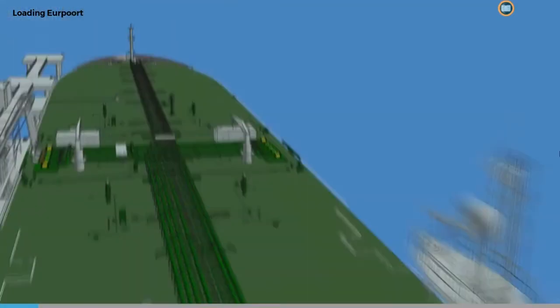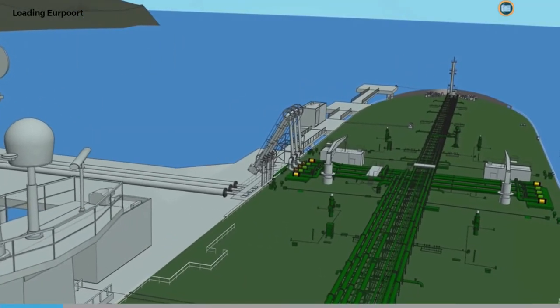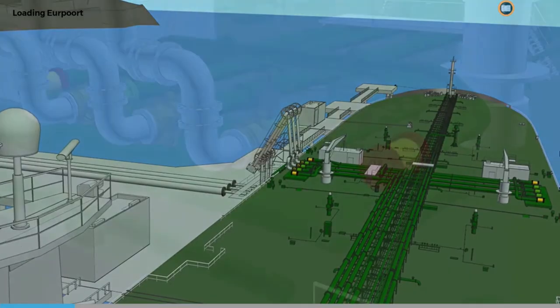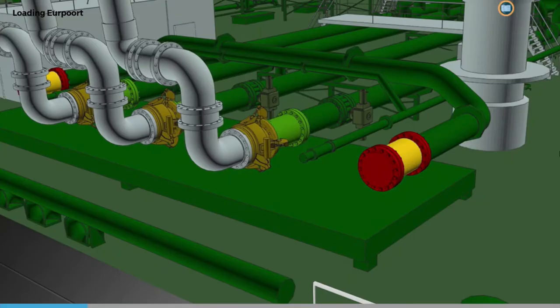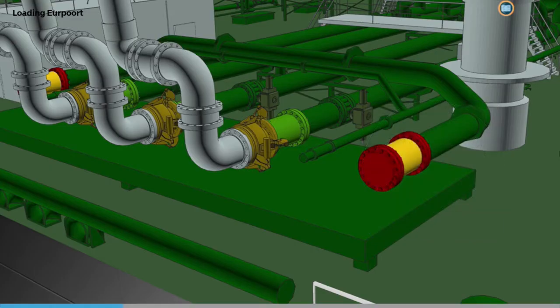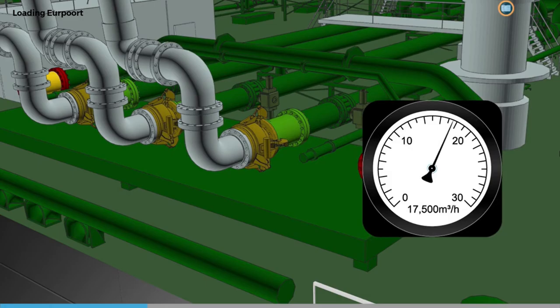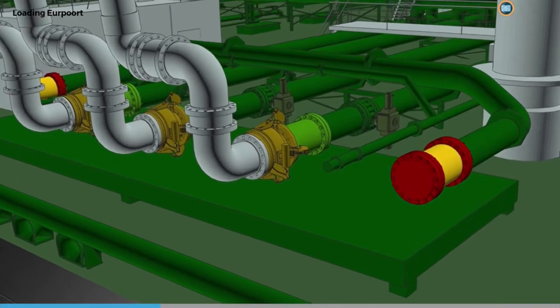A crude oil tanker arrived at a port in northwest Europe to load 1.5 million barrels of Brent export crude oil that was to be discharged at Savona, Italy. The officer in charge began loading at 4,000 cubic meters per hour. As everything appeared to be in order, the loading was increased to 17,500 cubic meters per hour.